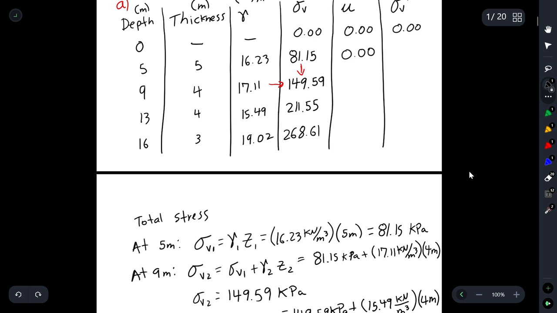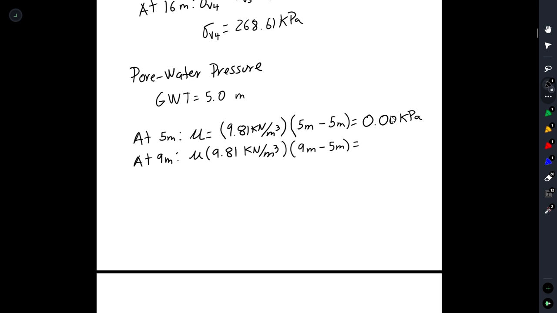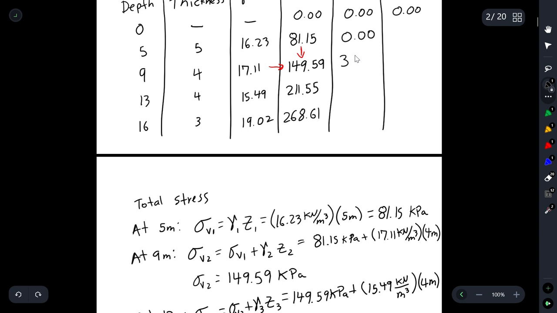Now we move on to 9 meters. So pore water pressure again, 9.81 kilonewton per cubic meter times 9 meters minus 5 meters equals 39.24 kPa. So we come here, 39.24.